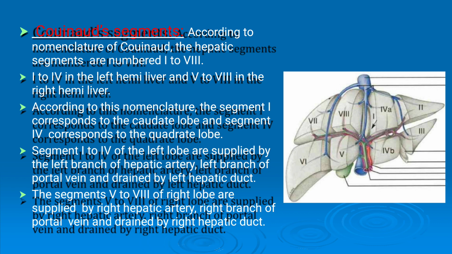Segments 1 to 4 of the left lobe are supplied by the left branch of the hepatic artery and the left branch of the portal vein, and are drained by the left hepatic duct. Now segments 5, 6, 7, 8 of the right lobe are supplied by the right hepatic artery and the right branch of the portal vein, and are drained by the right hepatic duct.